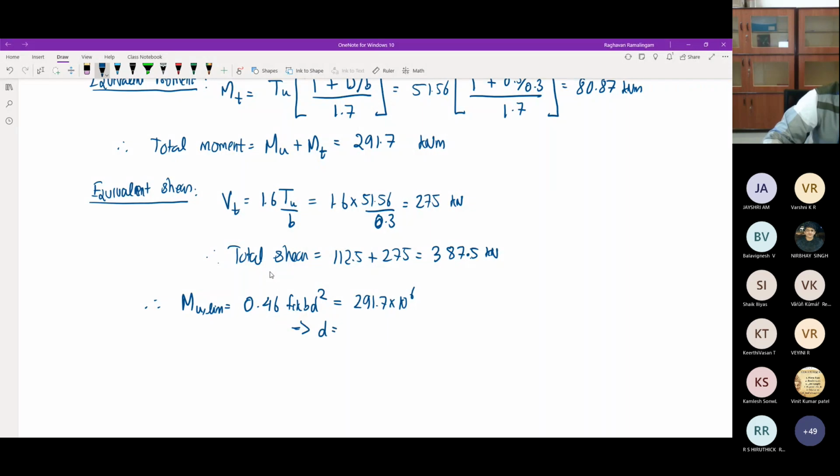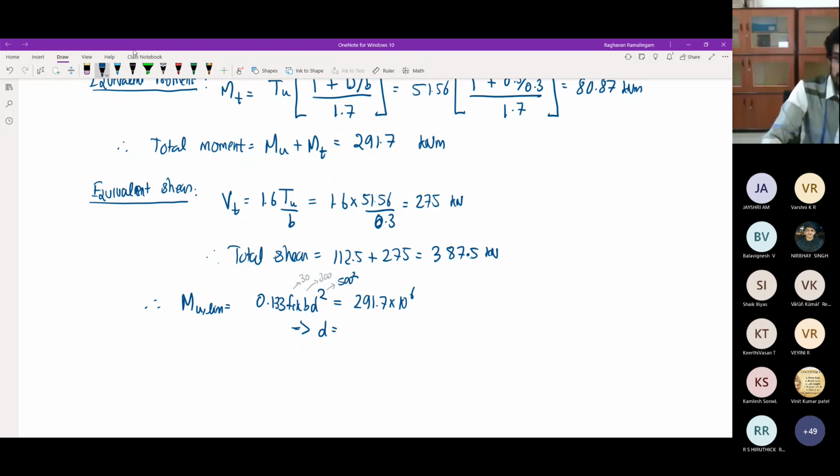So giving me D equals... FCK is M30. Okay, M30. The B should be 300. It should be 0.133. Yes, 0.133. Sorry, I gave the FCK formula by mistake. Okay, some people are attentive. That's good.